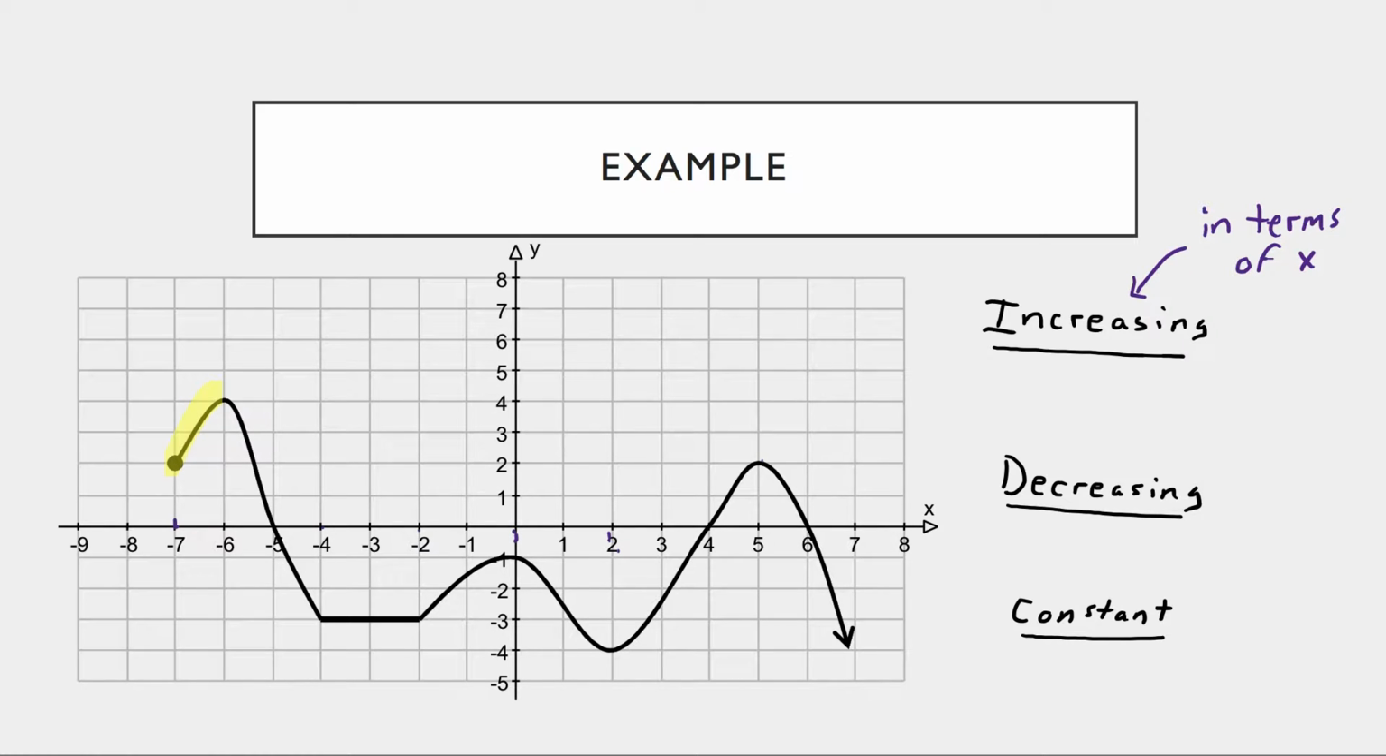So for the section that I've highlighted on the graph, we're going to look at the x value where it starts, which is going to be -7, and then the shading or the highlighting stops at an x value of -6. And so I would write that interval -7, -6.